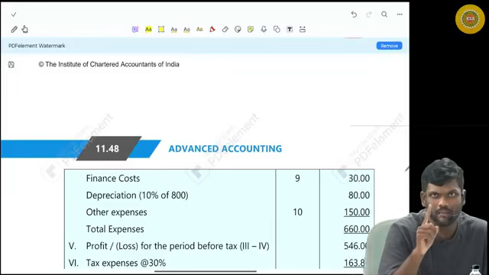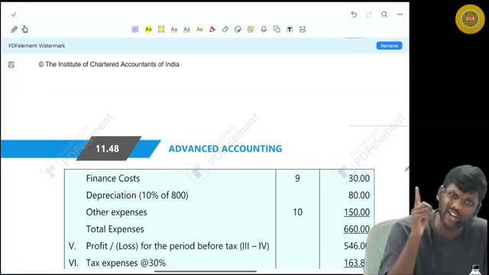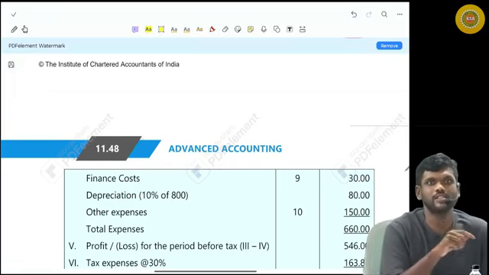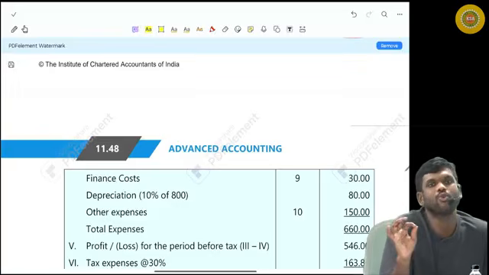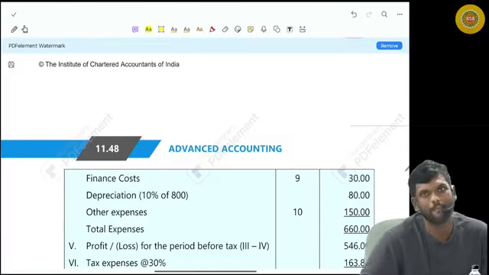Remember, when in the trial balance already there is adjusted purchase, that means closing stock journal entry has already been passed. That is why closing stock is coming inside trial balance. In that case, you have to show purchases adjusted in P&L. Again, no need to show changes in inventory. That closing stock will directly come in balance sheet.